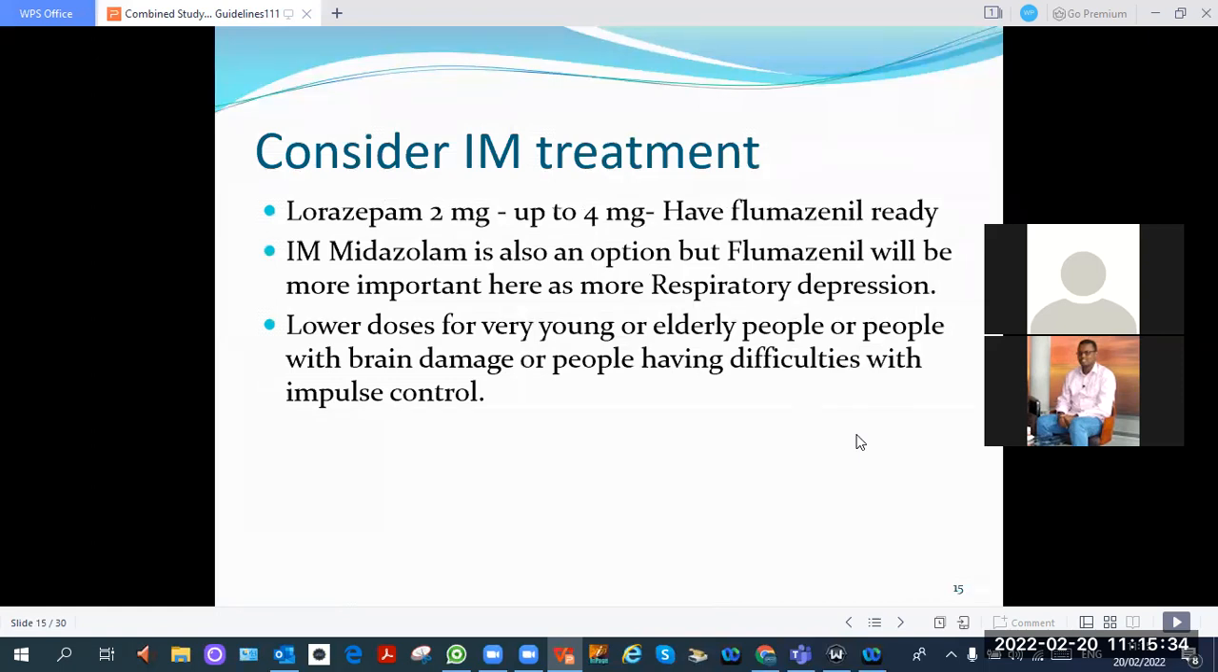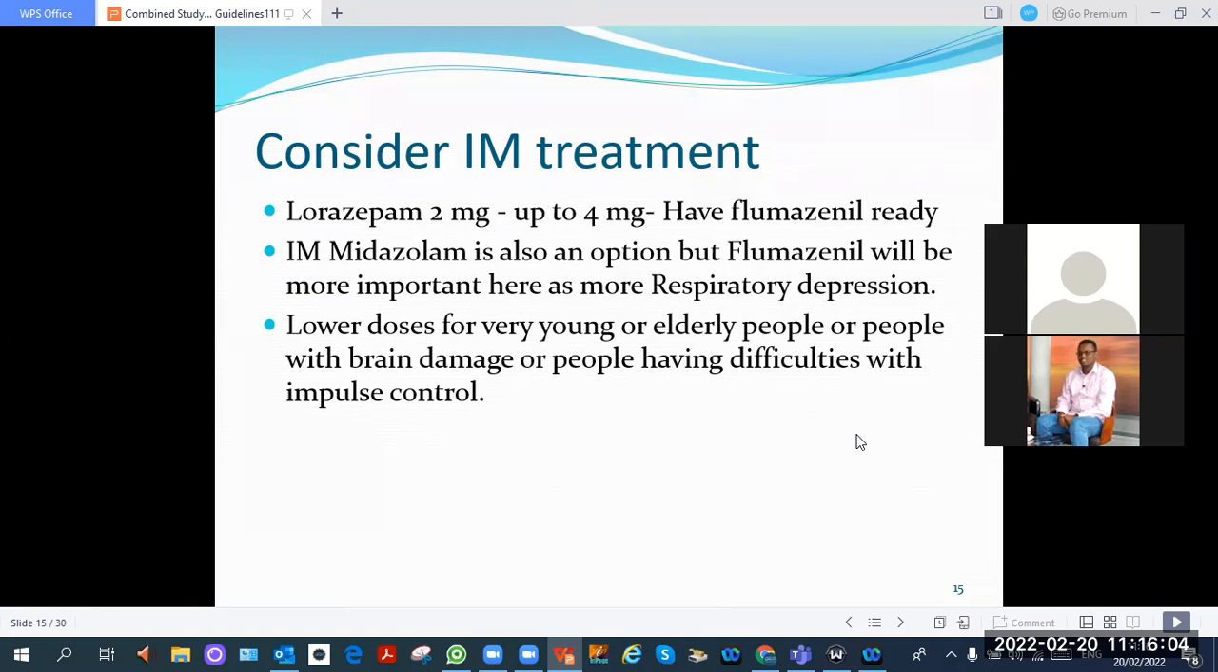IM midazolam is also an option, but flumazenil will be more important because there is more respiratory depression, and make sure that the medics are there with a single call. They can come straight away if needed. So if you are in a general hospital, you can use midazolam. If you're in a psychiatric center which is remote, a satellite area, then try not to use midazolam.